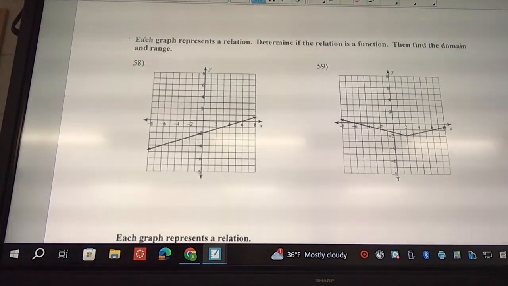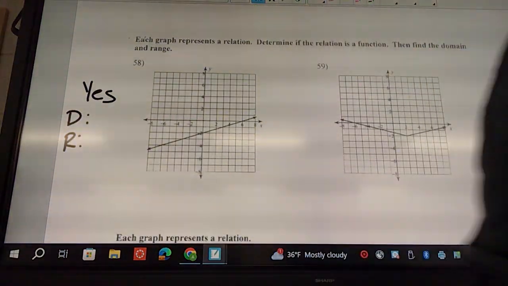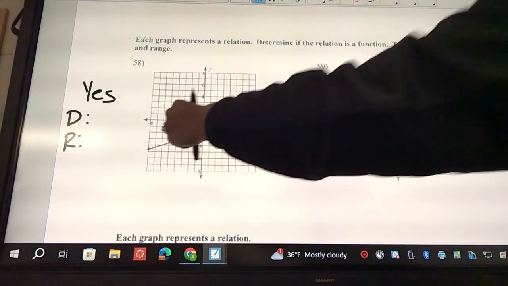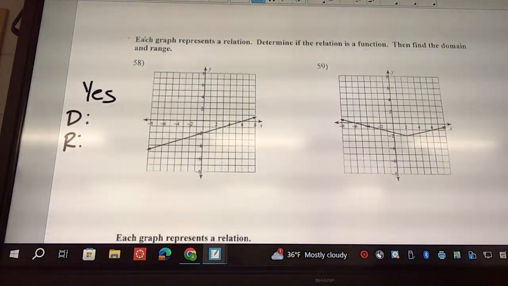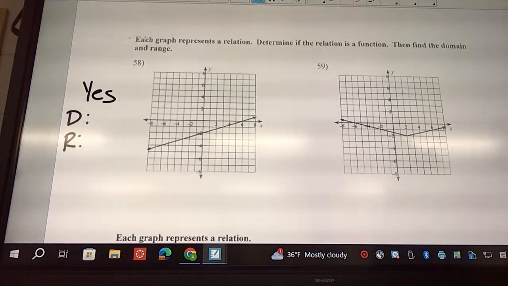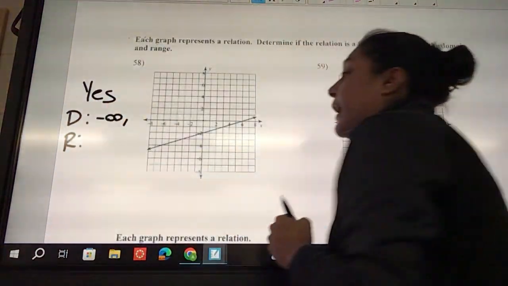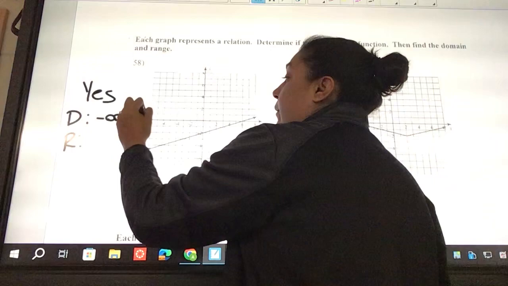Okay, so is this one a function? Yes. Okay, and then we need to find the domain and we need to find the range. Does anybody remember which way I hold my pencil for domain? Up and down. Do we start on the left or the right? The left. So the first piece that I touch on the left is what? Okay, but what's at -8? An arrow. What's an arrow mean? Infinity. So it's starting at infinity, and then it's going to what? Where does it finish? At infinity.